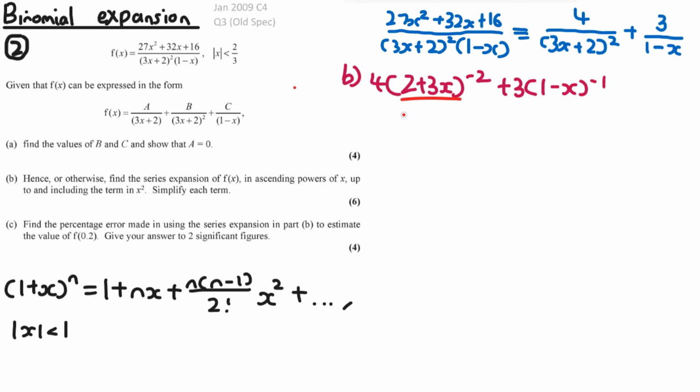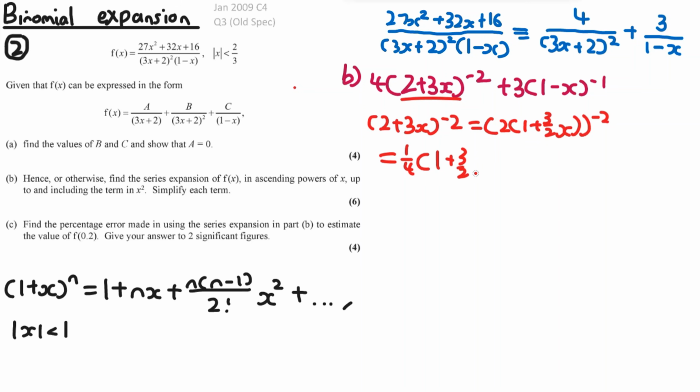So let's start with this one here. So this is going to be 2 plus 3x to the power of minus 2. We need to make this number here 1, so let's factor out 2. So it's going to be 2 of 1 plus 3 over 2 x to the power of minus 2, and then let's put the 2 here to the power of minus 2 to give 1 over 4 of 1 plus 3 over 2 x to the power of minus 2 like this.